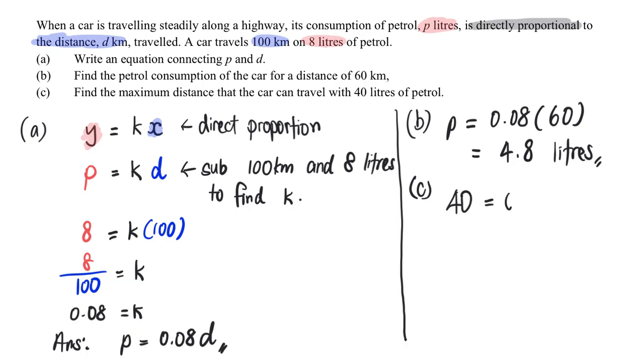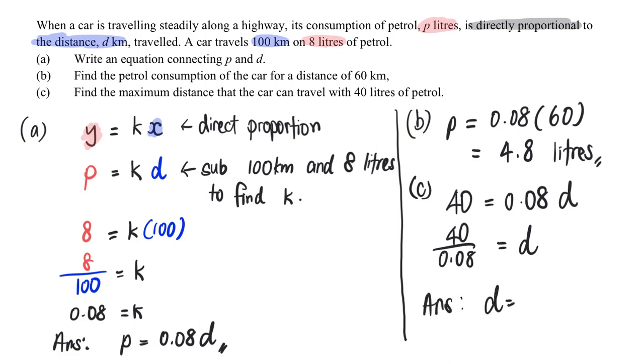Part C. Find the maximum distance the car can travel with 40 liters, meaning now my P is 40. I need to find my D. So I will need to divide by 0.08. So finally, for D, the answer would be 500 kilometer. And we are done with this example. Okay? And we can move on to the next example.